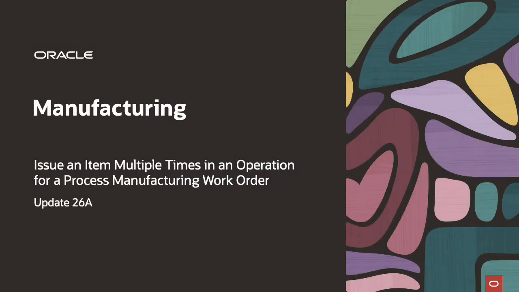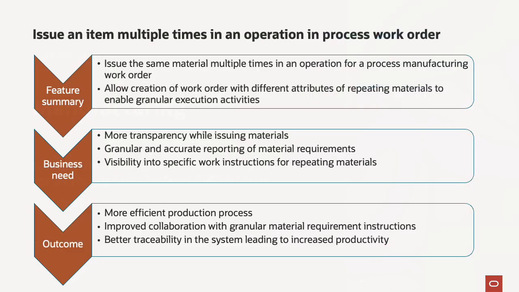Welcome to the demo of the 26A feature, issue an item multiple times in an operation for a process manufacturing work order in Oracle Fusion Manufacturing Cloud. This feature allows you to issue the same material multiple times in an operation for a process manufacturing work order. Allow creation of work order with different attributes of repeating materials to enable granular execution activities.